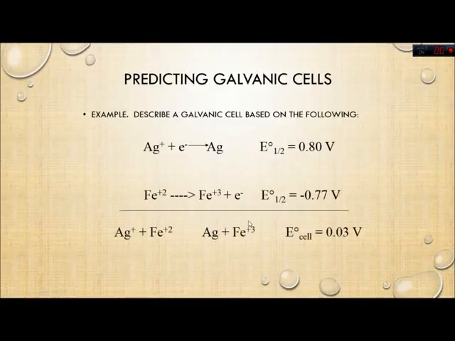In this case we will add both of the equations and find the net value of this cell. So the net value of the cell comes out to be 0.03, which is greater than 0, and hence we can say this cell is a galvanic cell.